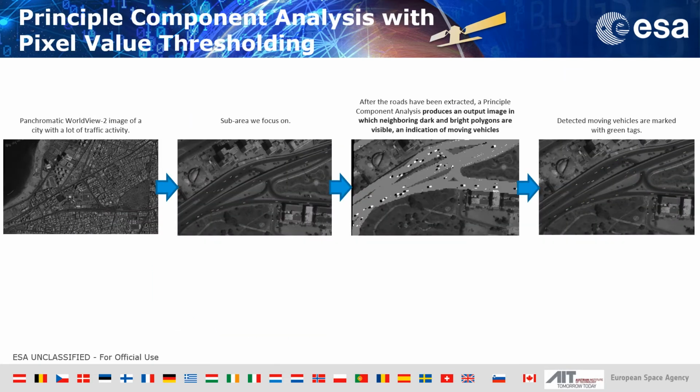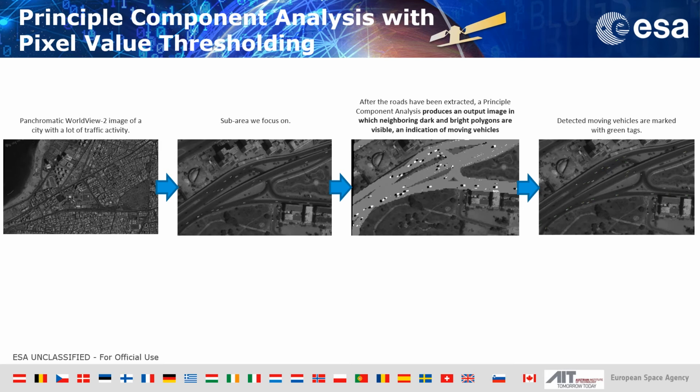We are applying principal component analysis with pixel value thresholding, specifically applied on the multispectral images, these 8 bands. But just for the purpose of presenting the results here, we are choosing the panchromatic image on the left-hand side to show you that this is a city with a lot of traffic activity. We have a certain area we focus on, and in the third image you see the output of this principal component analysis, which produces an output image in which neighboring dark and bright polygons are visible. These dark and bright polygons, these pairs, are an indication of a moving vehicle.